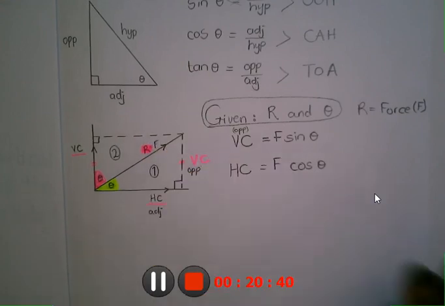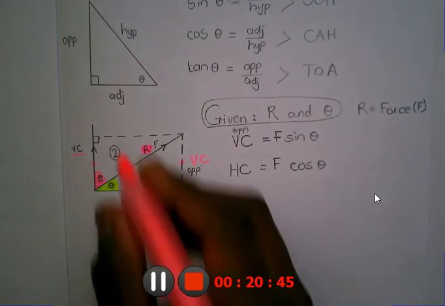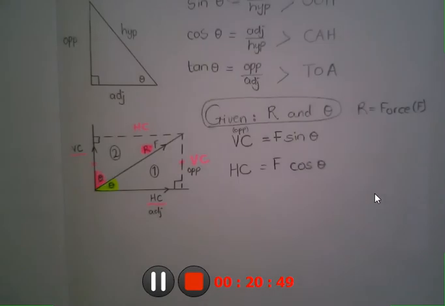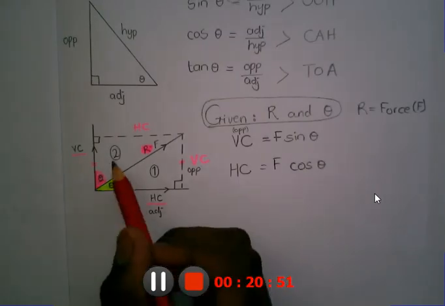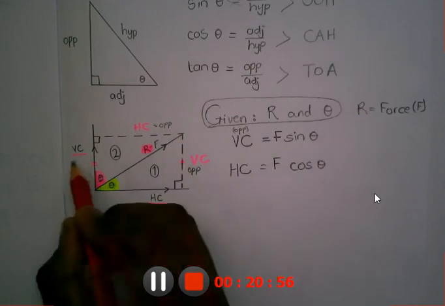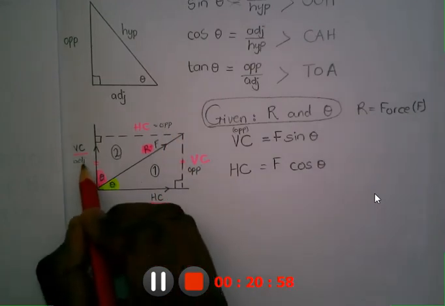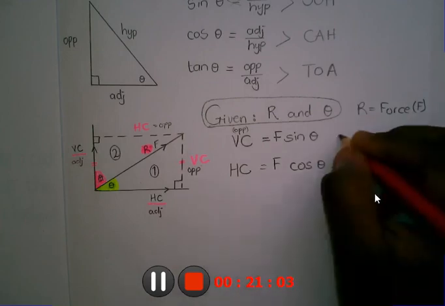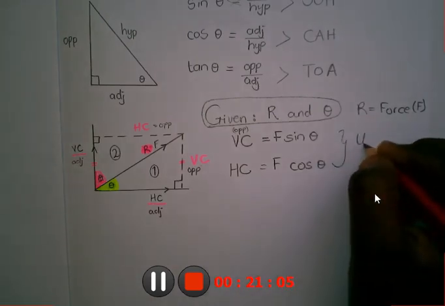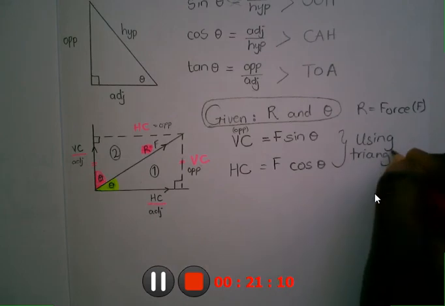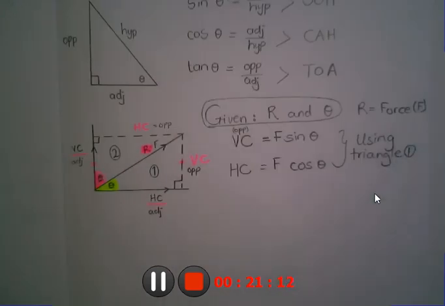And remember, you have your force or your resultant. We are now bringing our HC to this side, because we said we are dealing with triangle number 2. Now this means that HC is the opposite and VC in this case is the adjacent. This is when we are using triangle 1.